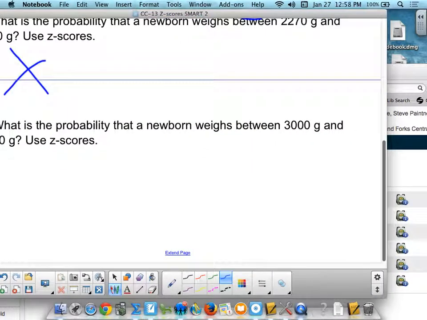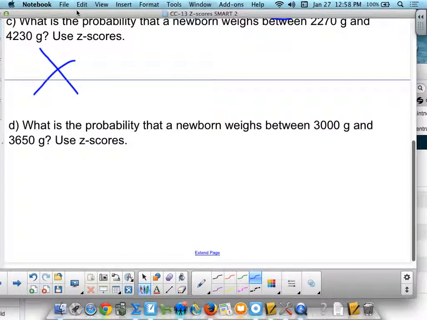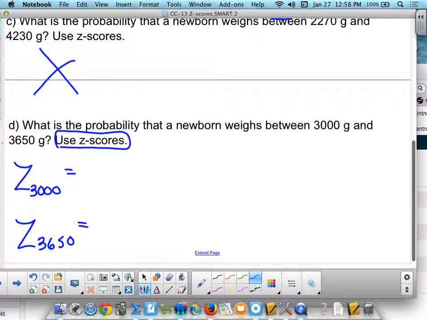Okay. Ready? What is the probability that a newborn baby weighs between 3,000 grams and 3,650 grams? Use Z-scores to determine this. Well, let's go get Z-scores right away. What's the Z-score on a 3,000 gram baby? What's the Z-score on a 3,650 baby? Can you guys take over and get those answers?